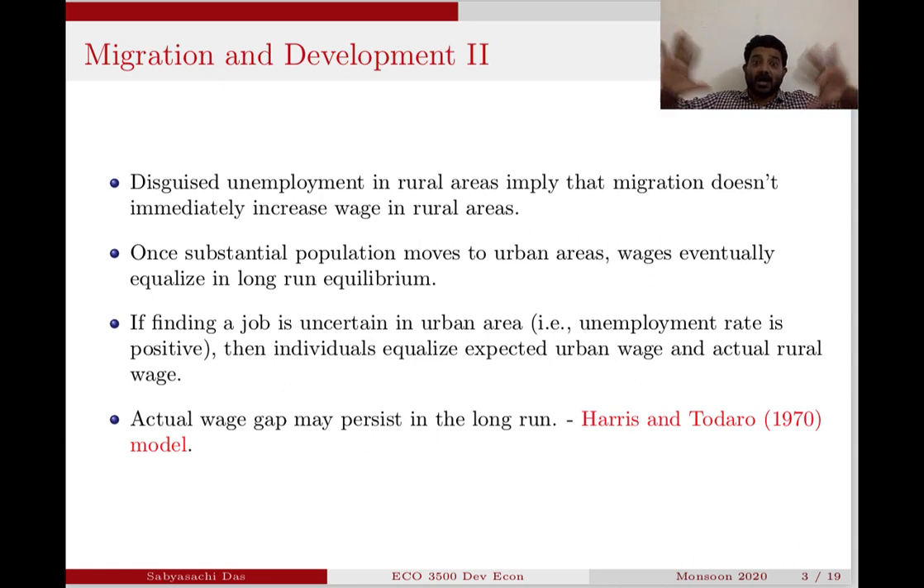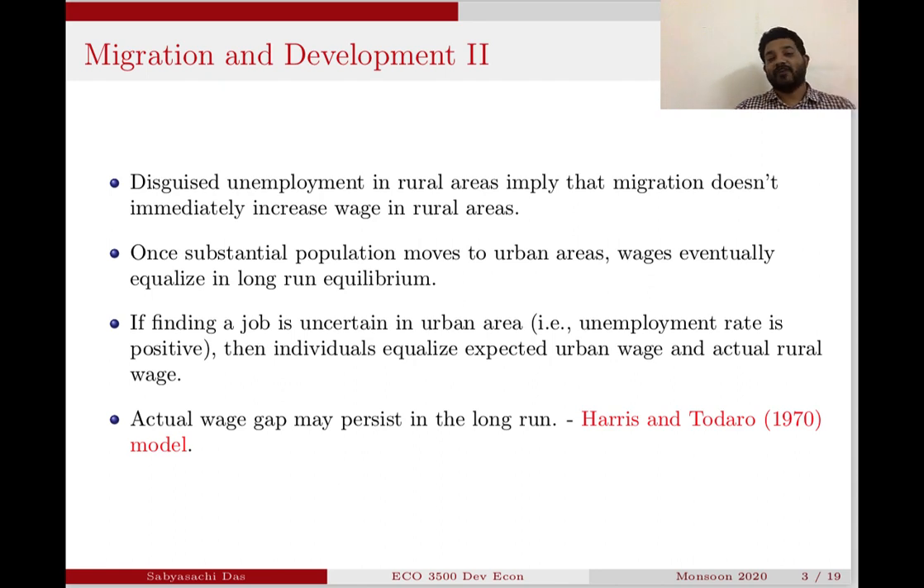So that's the process of urbanization. People moving and settling down in urban areas, they're finding new opportunities, etc. Of course, during that time, the urban manufacturing sector itself may undergo change. There will be new industries coming up to absorb this labor, etc. But in any case, eventually you will see, beyond a point, the rural wages going up, and in long run equilibrium, they will equalize. Okay.